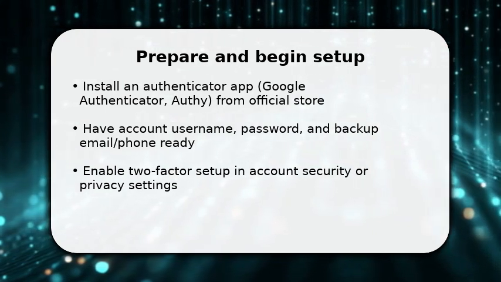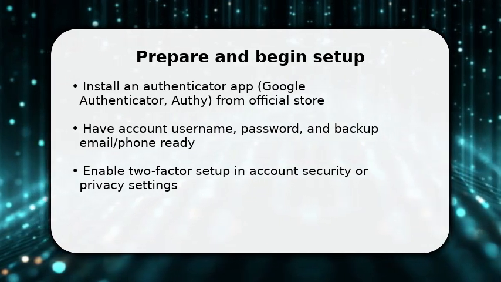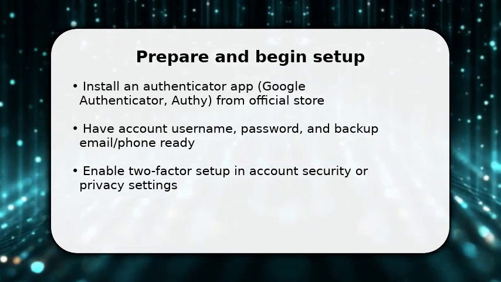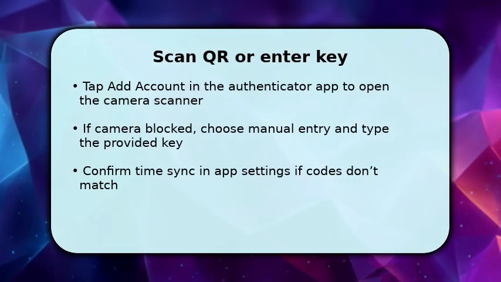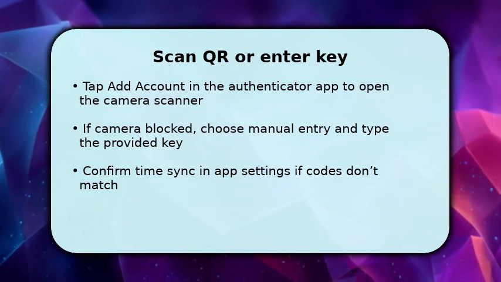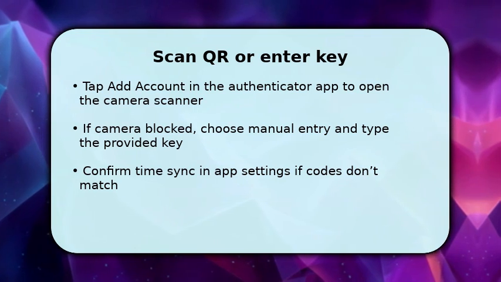Make sure you also note any provided recovery or backup codes. They'll save you if you lose the device. You'll now connect the app to your account. Point your phone's camera at the on-screen QR code and allow the app to scan. If scanning fails, choose manual entry and carefully type the secret key exactly as shown.